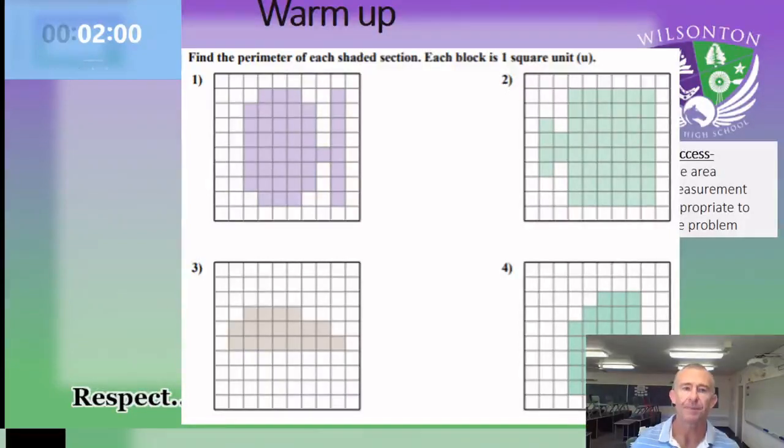Okay, as a warm-up, just got some shapes there. I want you to work out the perimeter. So just a bit of revision from last lesson. There's 4 shapes there. I want you to work out the perimeter. That is the distance around the outside of those 4 shapes. Away you go. 2 minutes.